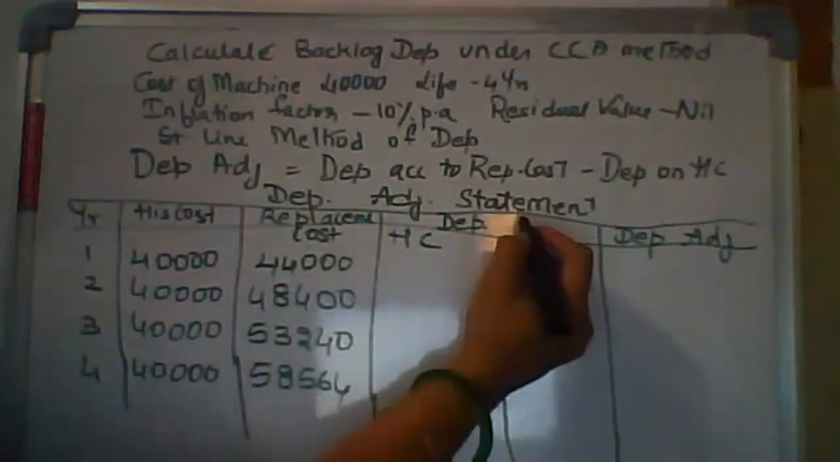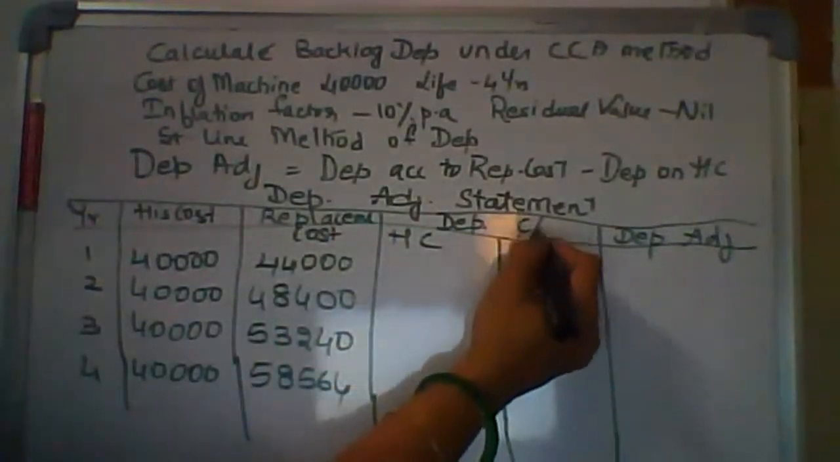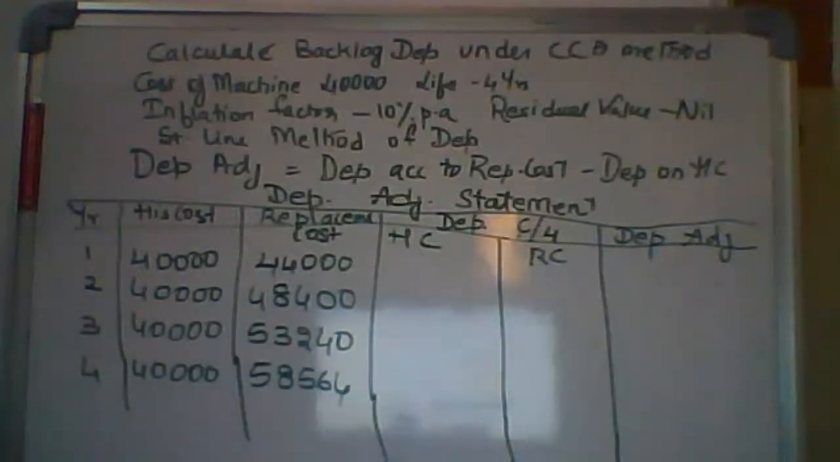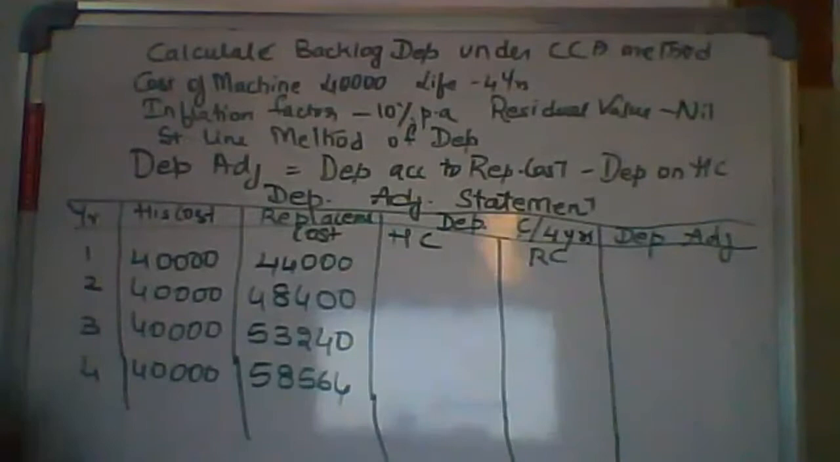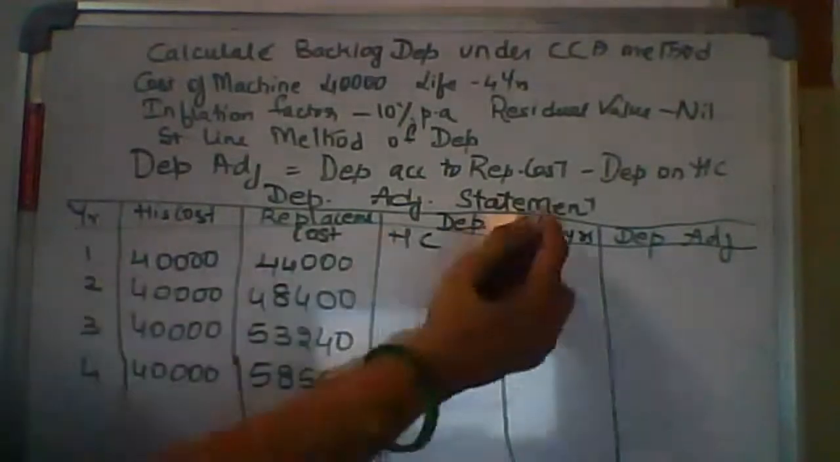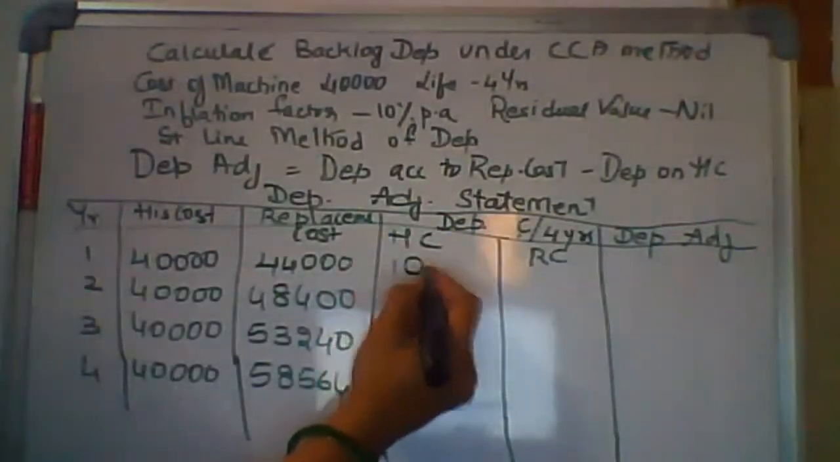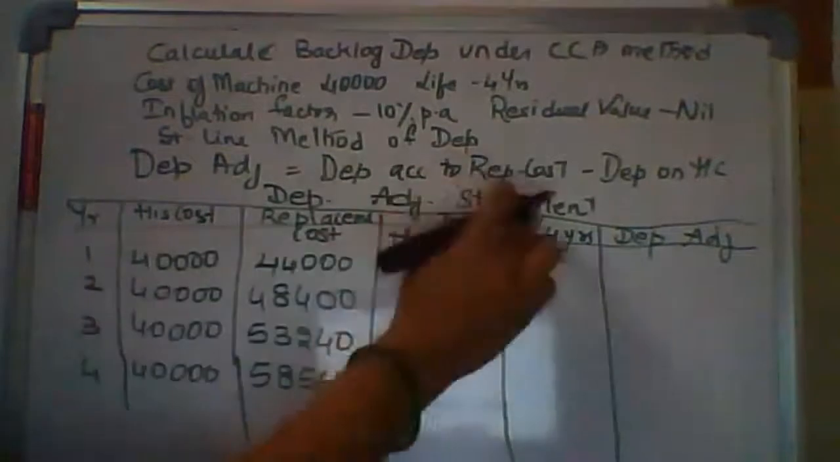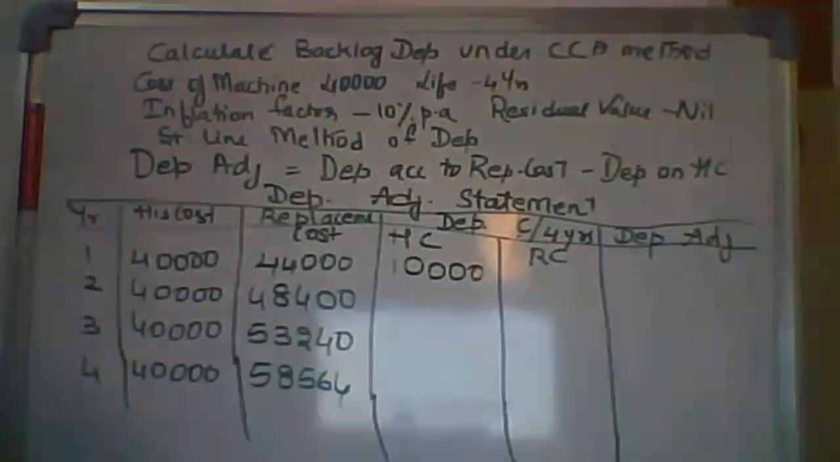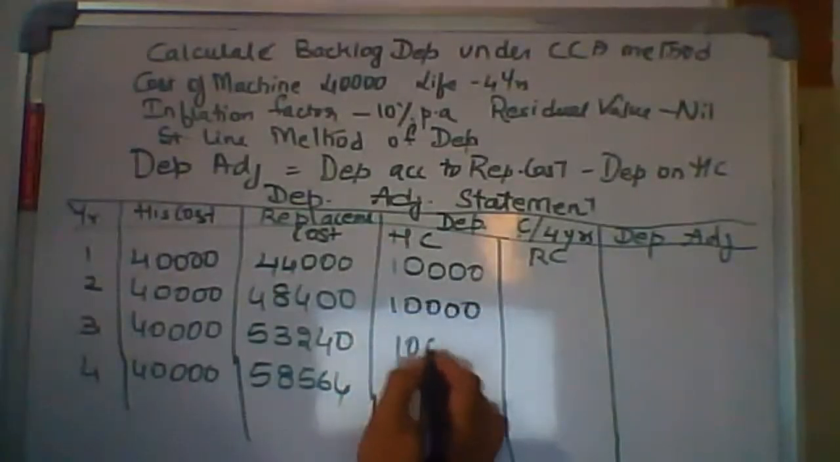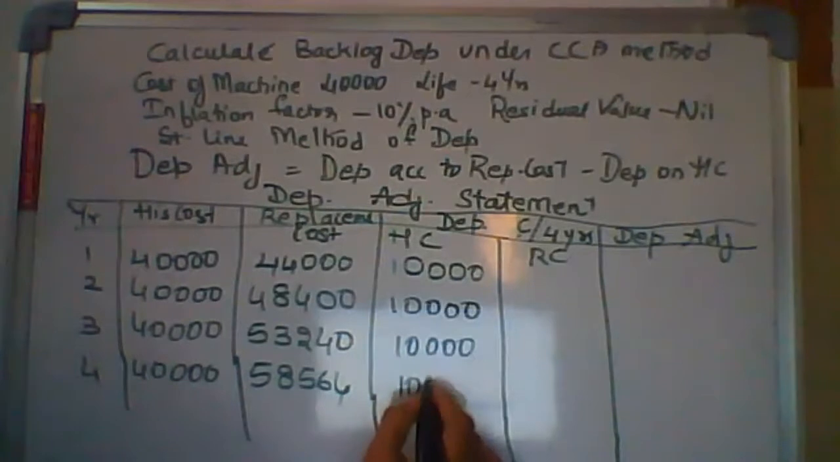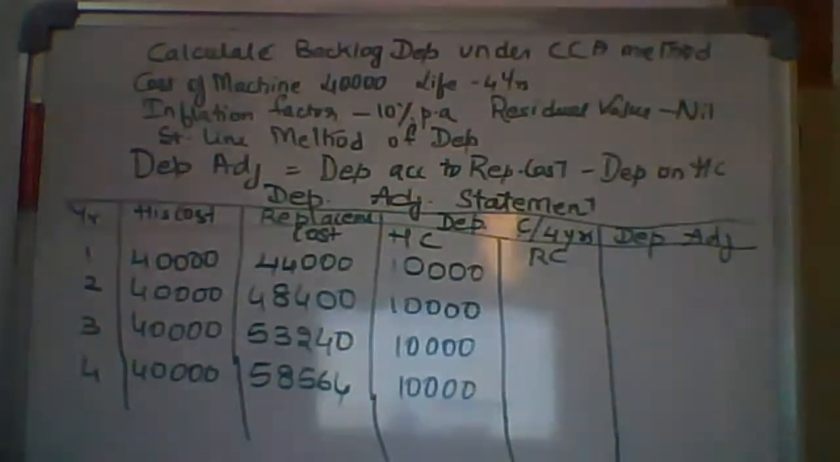Okay. Now, what is the depreciation? Depreciation is nothing else but cost divided by 4 years. Life of the asset is 4 years. So, what is the historical cost? 40,000 divided by 4, 10,000 is the depreciation on historical cost. All the 4 years on straight line method, you would have depreciation at 10,000 only.